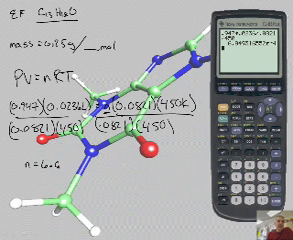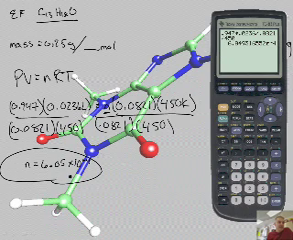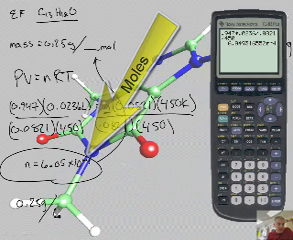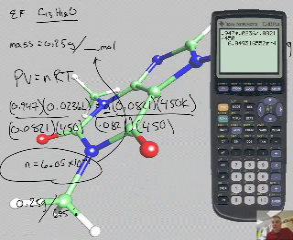n is 6.05 times 10 to the minus fourth. Remember, watch that. If you see that E right there, that's important. All right, so that's my moles. Well, that number is going to go up here. So if I take 0.25 grams divided by 6.05 times 10 to the minus fourth, I'll get what?